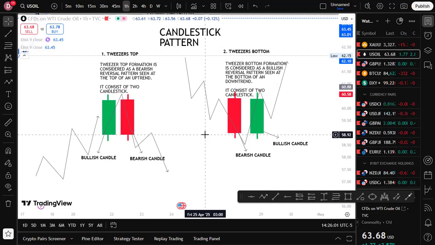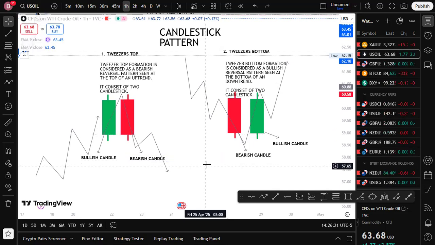Same thing with the tweezer bottom. The tweezer bottom formation is considered a bullish reversal pattern seen at the bottom of a downtrend, and it consists of two candlesticks as well. So if we're going down in price, and then this tweezer bottom occurs at the bottom of a downtrend, it signifies that a bullish reversal is about to happen. And you notice in the chart also that it started pulling back up.